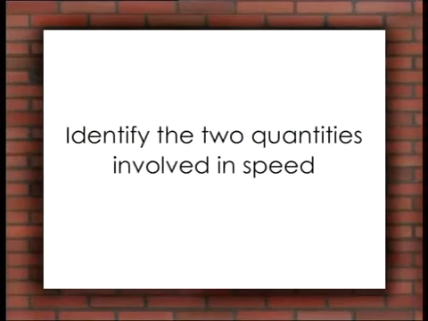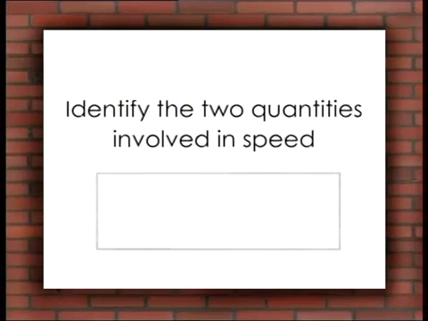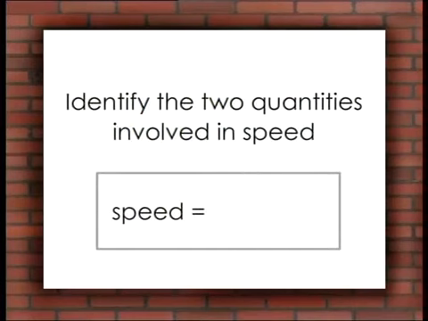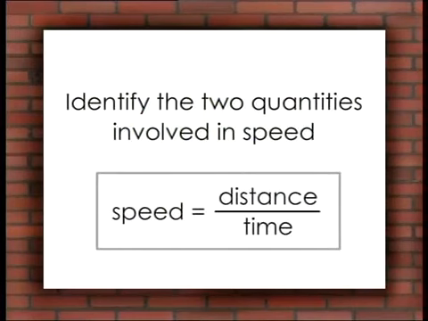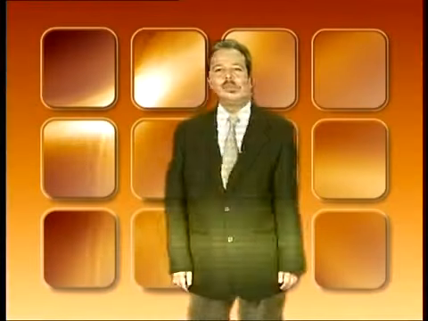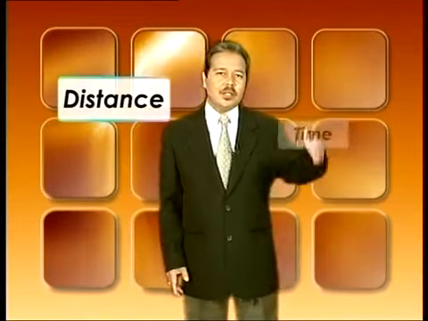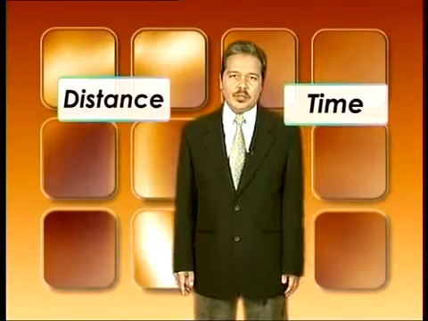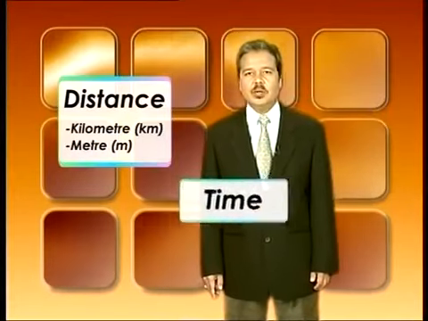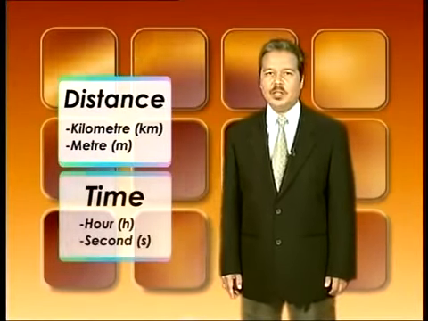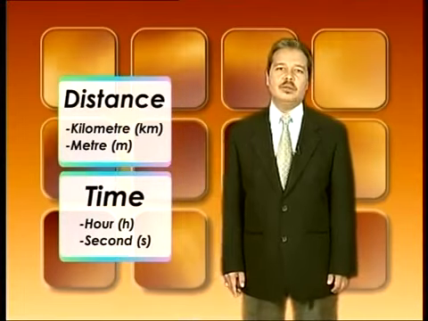You have learned that speed is a rate that describes the distance traveled in a unit of time. Speed equals distance over time. So, the two quantities involved in speed are distance and time. The unit used to describe distance is kilometer or meter, and hour or second for time.